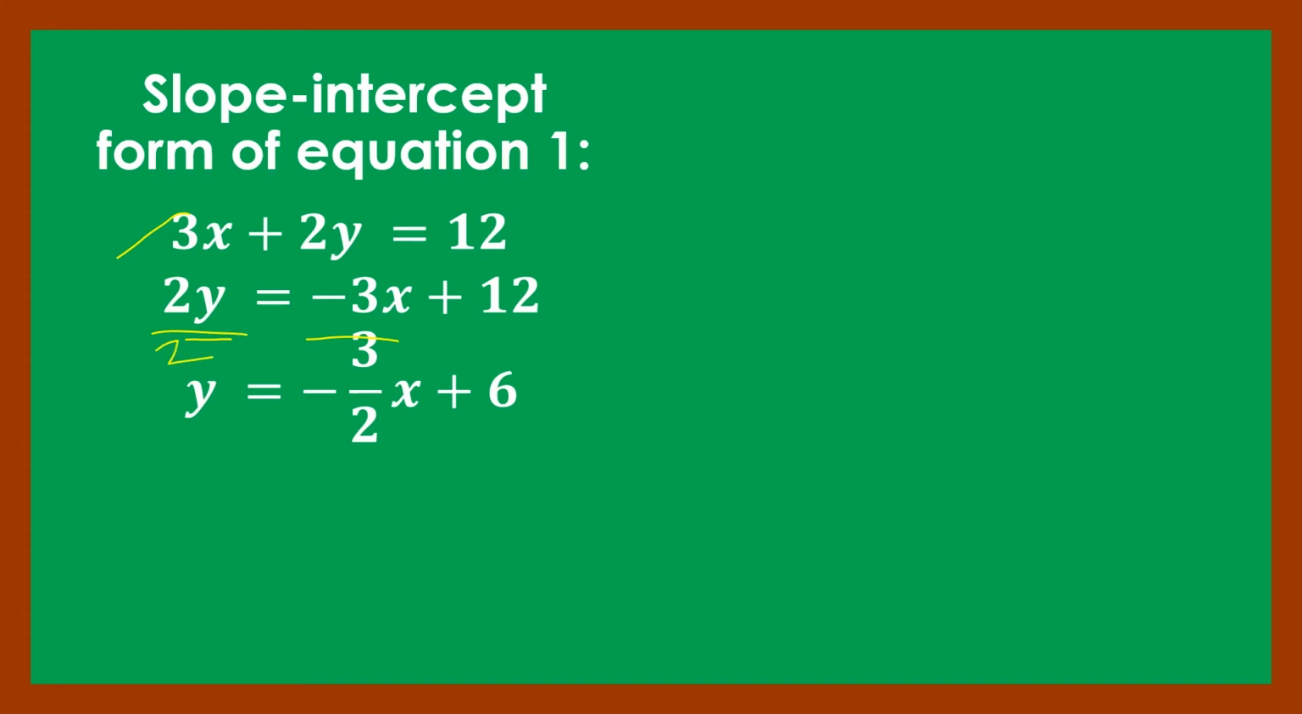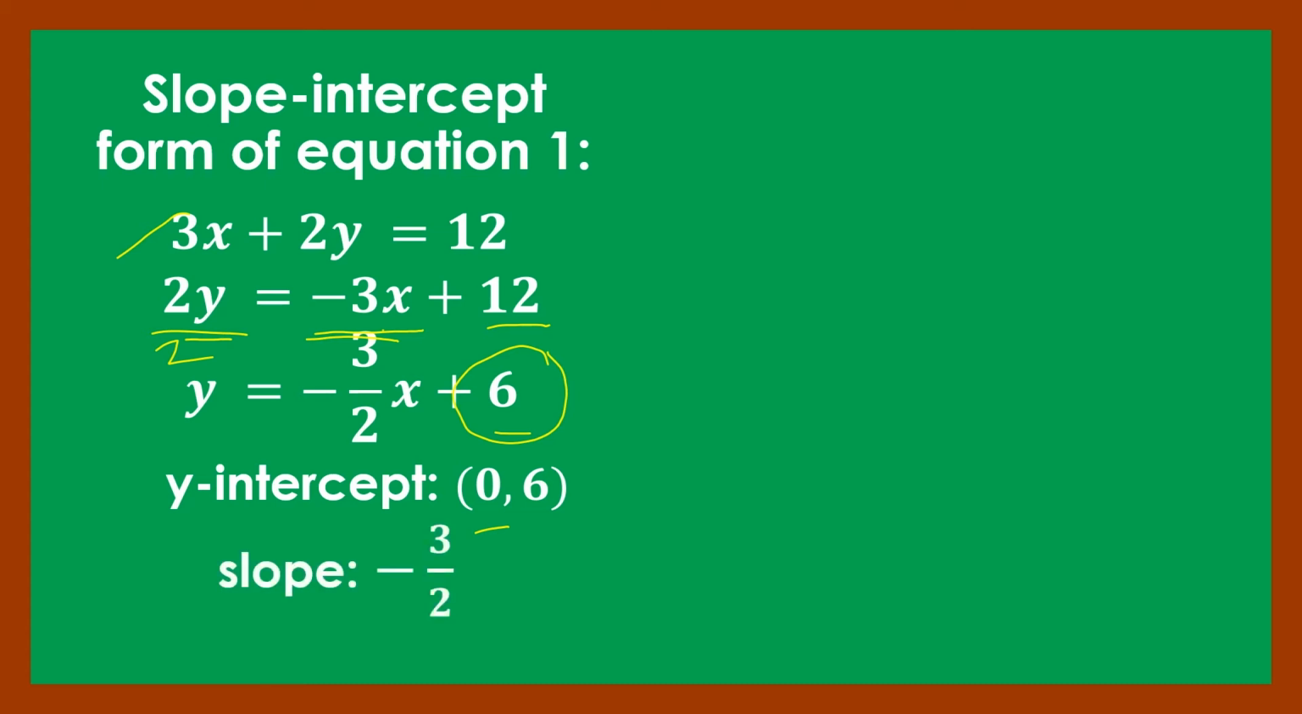So, 2y divided by 2 is equal to y. Negative 3x divided by 2 is negative 3 halves x. At yung 12 naman divided by 2, we will get an answer of positive 6. So, yung final form natin, we have y is equal to negative 3 halves x plus 6. Then, we're going to identify the y-intercept. Yung y-intercept natin is yung constant natin dito. So, pag sinabi nating y-intercept, all the time, yung value ng x niya will always be equal to 0. And our slope is negative 3 halves.